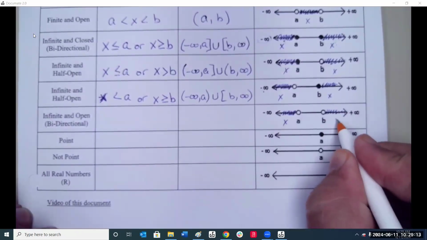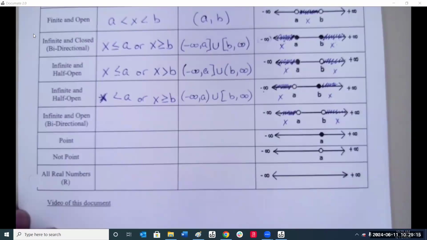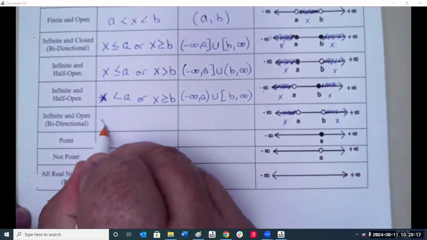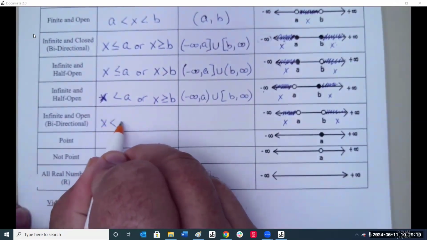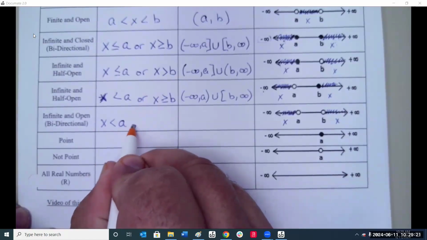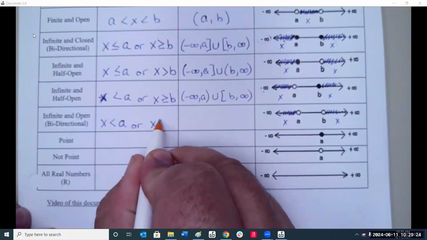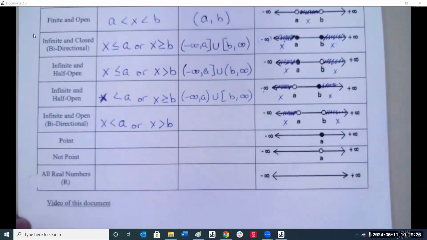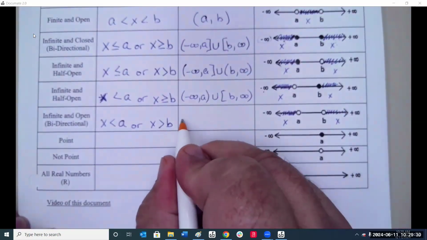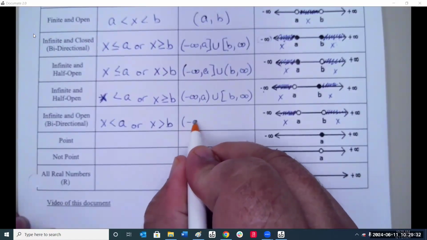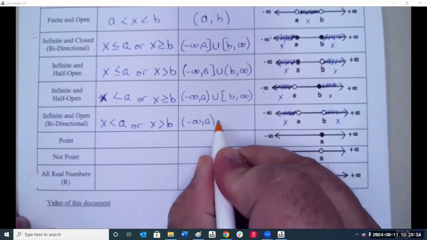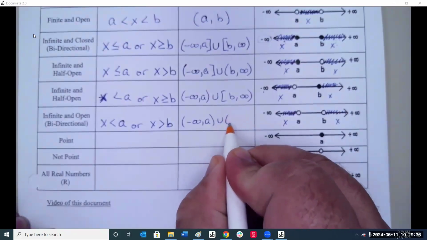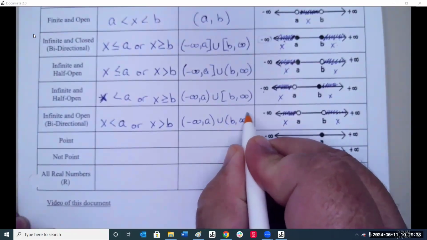These are my x's. So x is strictly less than a, or x is strictly greater than b. And it's all parentheses. Negative infinity to a, parenthesis. Union, parenthesis, b, positive infinity.